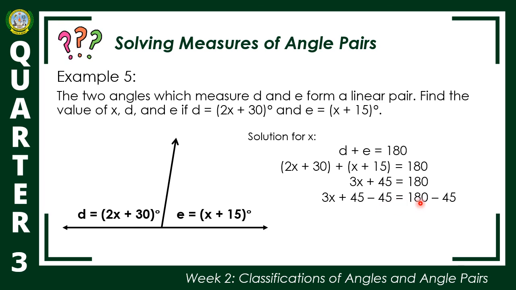So, minus 45 po dapat both sides, ha? So, magiging 0 na to. Ang matitira na lang ay 3x. And then, on the right side, ang matitira na lang po is 135. And since may 3 pa dito, we have to divide both sides by 3. Para po maalis na yung 3 sa tabi ng x. 3 divided by 3 will give us 1x, or simply x. And 135 divided by 3 will give us 45 po.